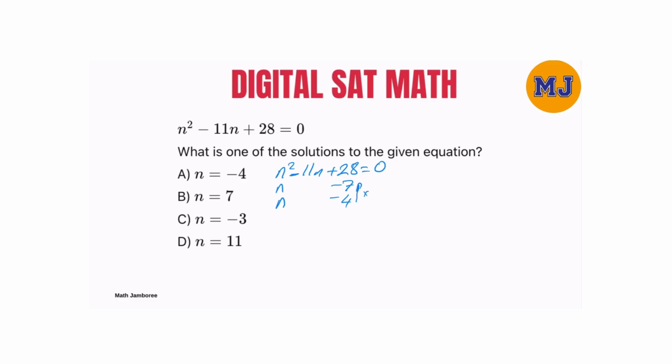Yes, you do. Then you can just go ahead and rewrite this equation side by side. n minus 7 times n minus 4 is equal to 0. And you can solve each of them separately. n minus 7 is equal to 0. In this case, you're supposed to add 7 to both sides of the equation. n will be positive 7. Or you can also do n minus 4 is equal to 0. Add 4 to both sides. Then n will be positive 4.